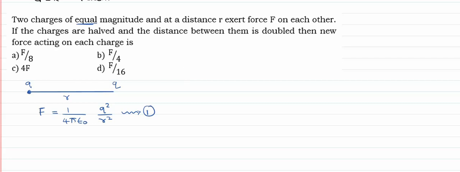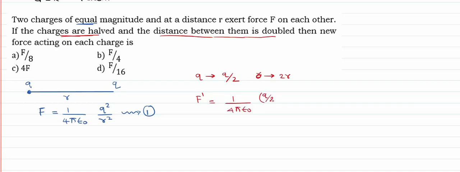Now if you read further, the charges are halved, so Q becomes Q by 2. The distance between them is doubled, so R becomes 2R. Then the new force you are required to find. I will take the new force as F dash. So 1 by 4 pi epsilon naught as it is, in place of Q, now I have Q by 2 bracket square, and in place of R, I have 2R bracket square. Simplify and you will have the answer.